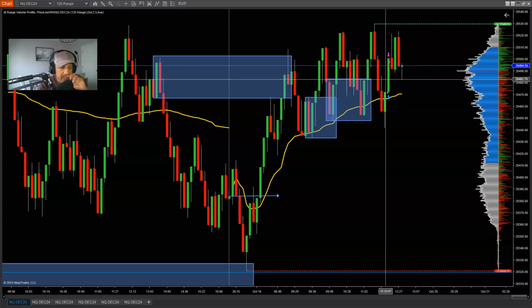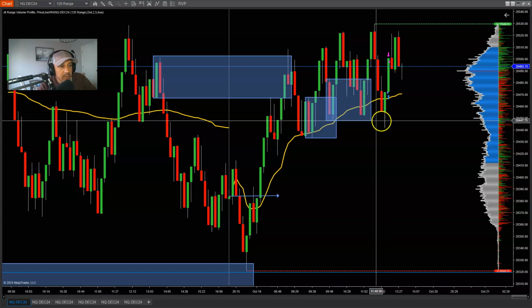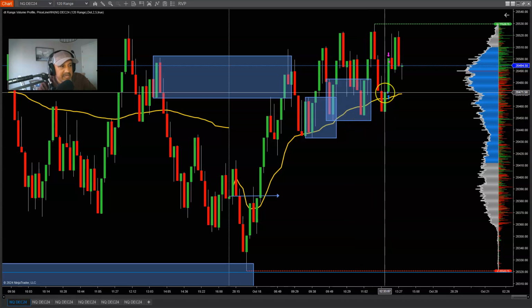So I was waiting for the market to take this area here out, and once this candle here closed to the upside, that's why I entered as soon as it closed to the upside. Now you have to be careful when doing this.